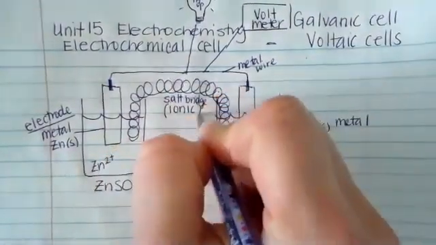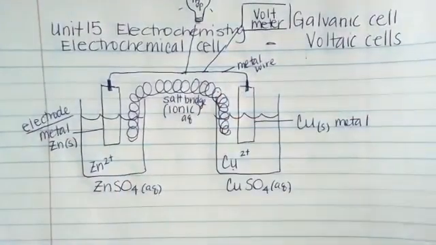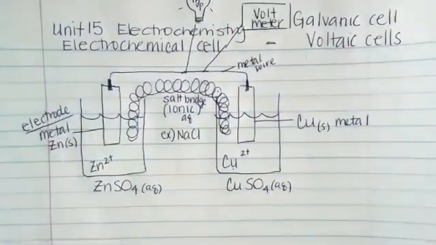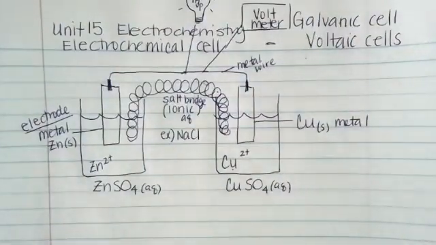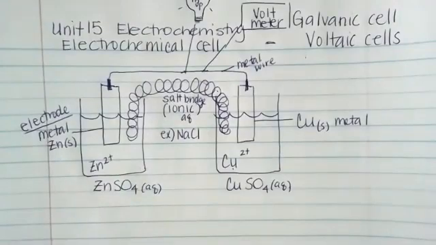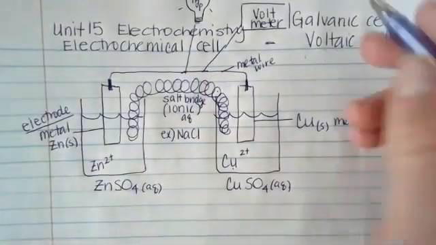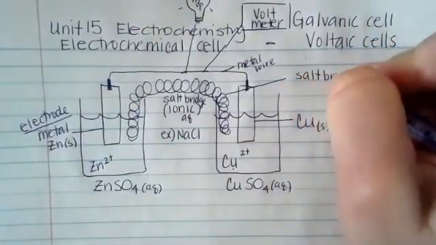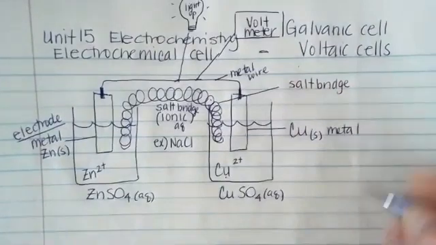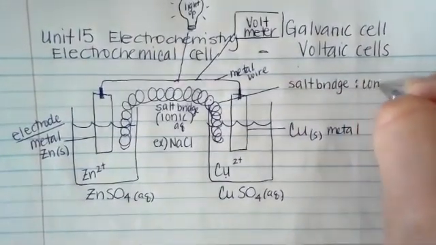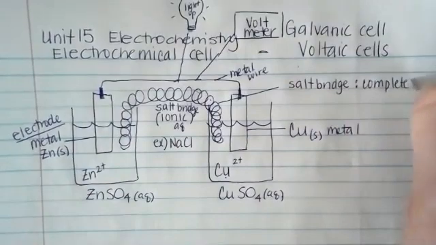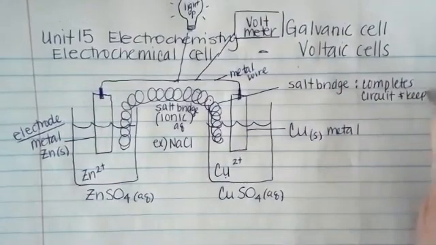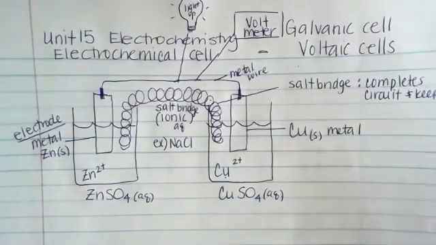So I'll just remind you that a salt is ionic. It's an aqueous form. And you know what? Let's use NaCl since we all think of salt when we think of the word salt bridge. But again, it's an ionic solution. I'm going to label this over here, salt bridge, just so we have it all labeled nicely and neatly. It basically completes the circuit and keeps each half reaction cell electrically neutral.